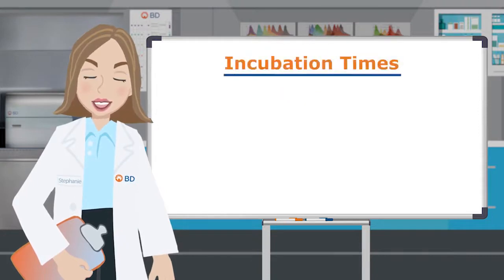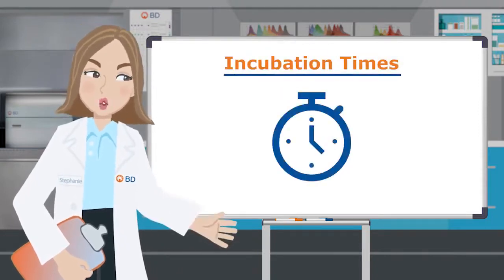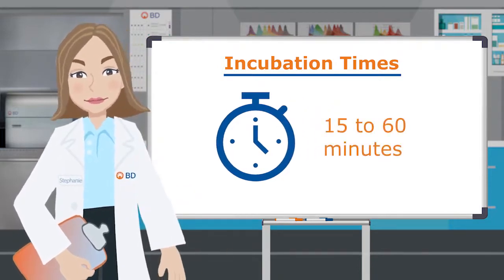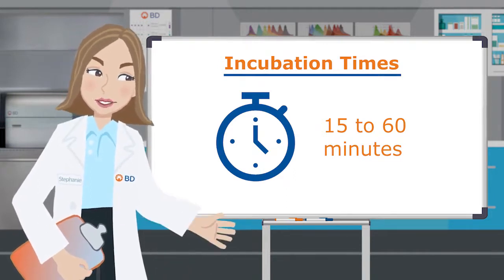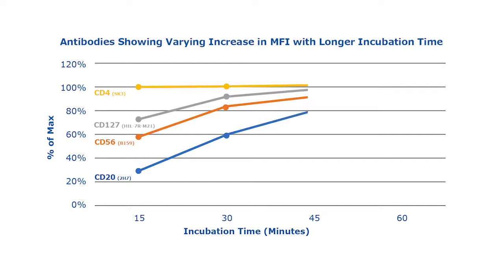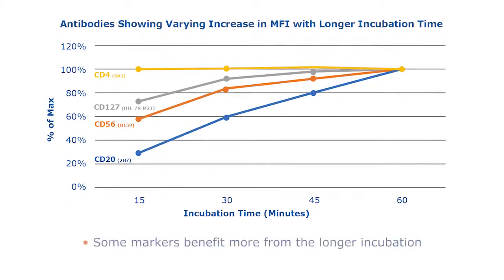One thing you'll notice in different protocols is that the incubation times have a pretty wide range, anywhere from 15 to 60 minutes. Due to the effect of temperature, volume, or cell concentration, it may be best to stain your cells for longer. Here you see the difference incubation time has on the positive MFI value. Keep in mind that if you stain for a short period of time, your staining may not have reached maximum binding. This could add variation in resolution between experiments. Not all antibodies bind at the same rate, and some markers benefit more from the longer incubation.